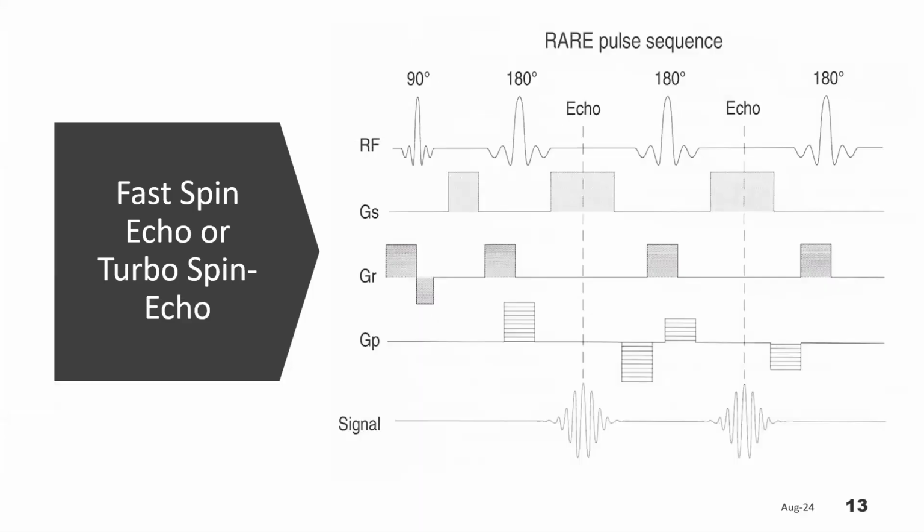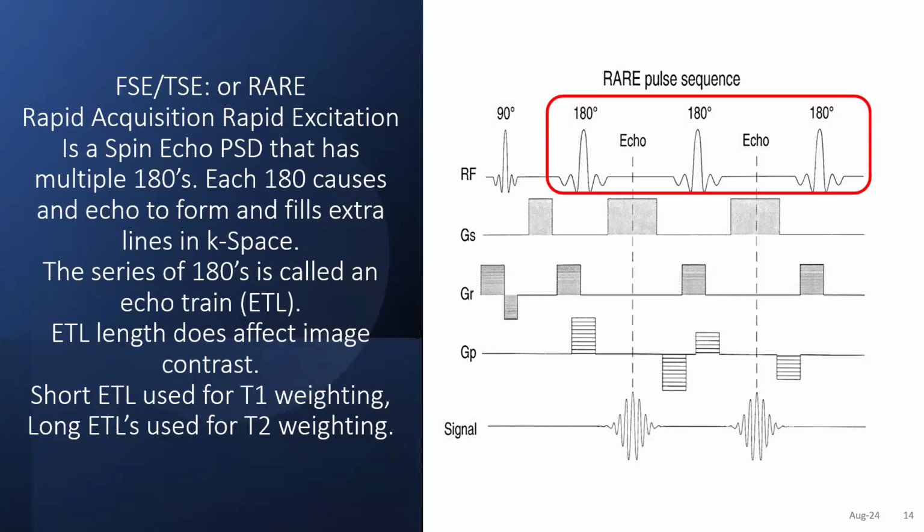Fast spin echo is 90, 180. You go, all right, there's spin echo. Oh, wait a minute, hold on. There's multiple 180s, there's multiple echoes. So that is a fast spin echo, turbo, or also called RARE, like your steak. I like my steaks medium rare, but that's me. So RARE is interchangeable with fast spin echo and turbo spin echo. So you are going to be filling multiple lines of K-space per slice per TR with fast spin echo.